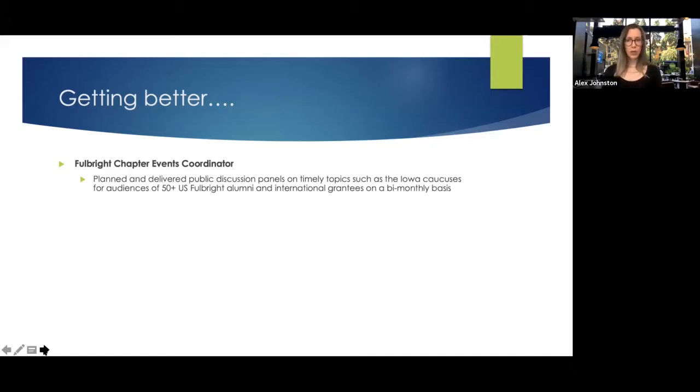Okay, so here we have some action verbs starting it off, planned and delivered, and we're using a verb like delivered, which is often used in job announcements in the corporate world, and it's good to use that word.